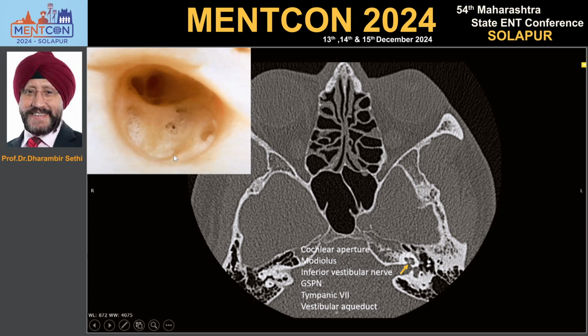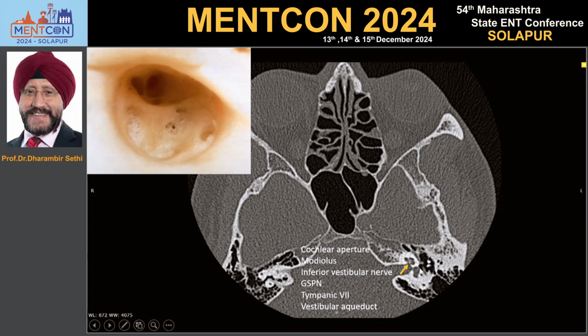You are all very well familiar with that. This is the canal for the facial nerve. This is the horizontal crest, vertical crest, foramen for the facial nerve, and this is for the superior vestibular nerve. The cochlear aperture is right here, and this is for the inferior vestibular nerve, and that is for the singular nerve right here. Now you can see it very nicely here, the modiolus right here.